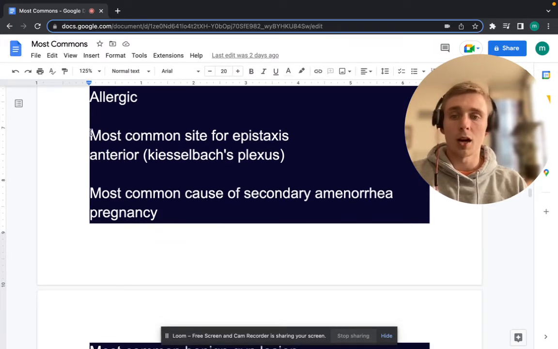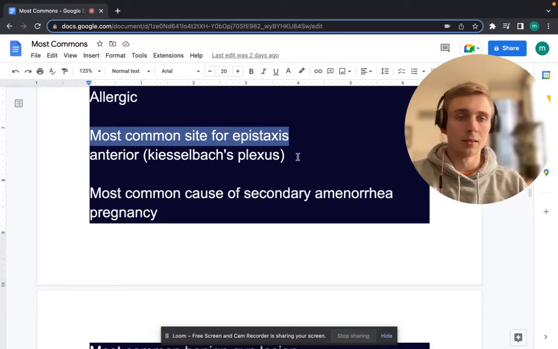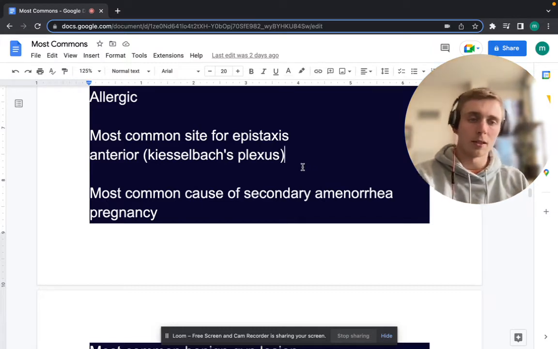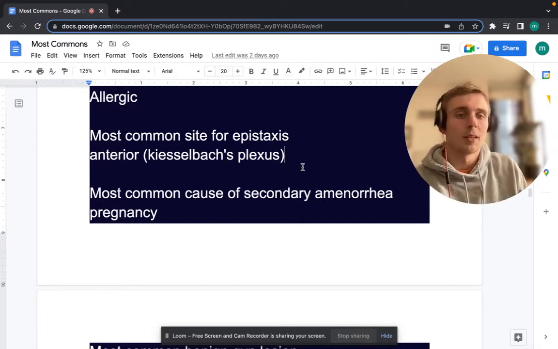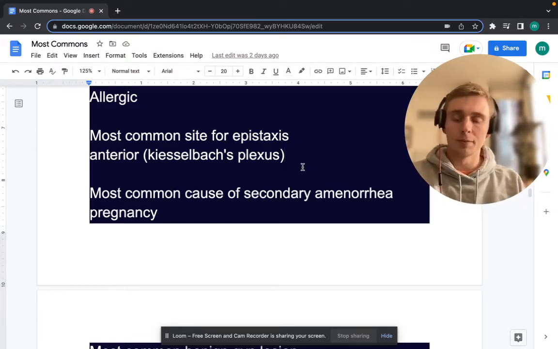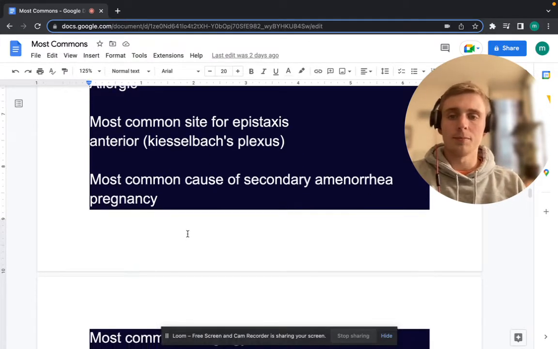And what's the most common cause of epistaxis in kids? That's a common question. That's going to be digital trauma. So basically picking their nose or jamming their finger up their nose, causing bleeding. That's the most common cause.